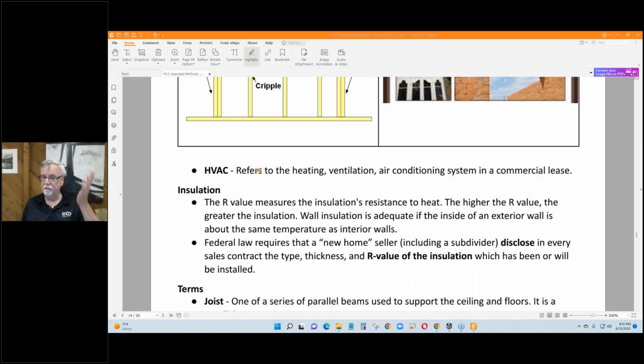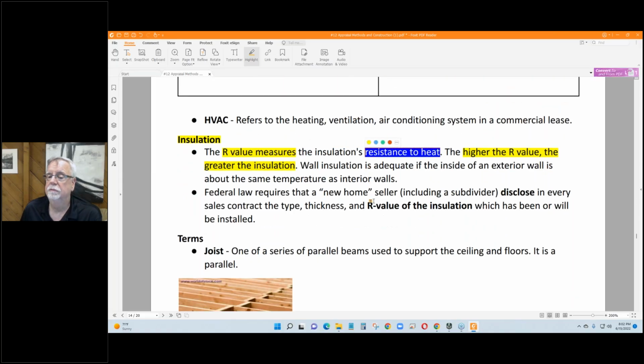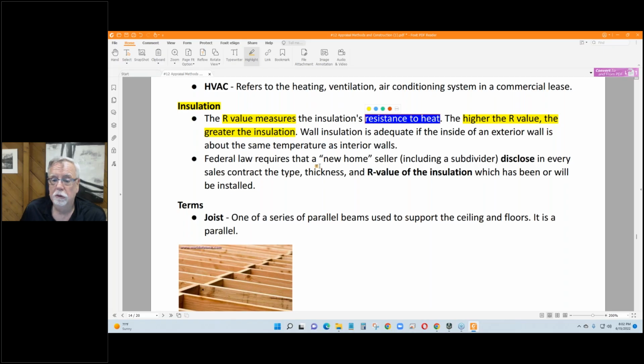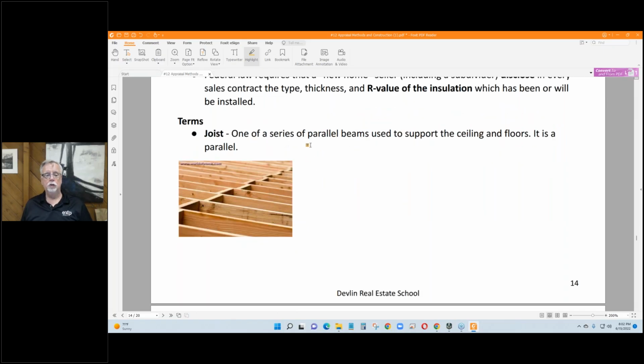HVAC is heating, ventilation, and air conditioning. Insulation is measured by R value. And R value is the insulation's resistance to the flow of heat. And again, like miles per gallon, the higher the R value, the better. Federal law requires that new home sellers disclose in every sales contract the type, thickness, and R value of the insulation.